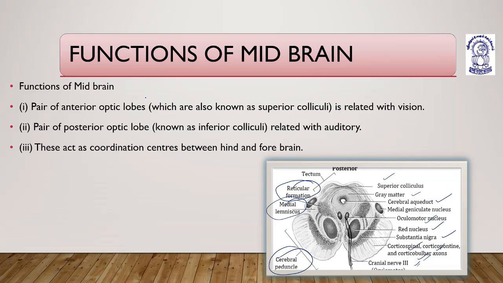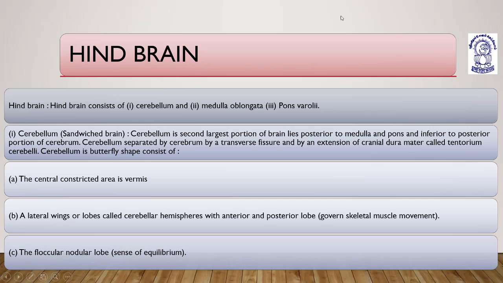So the functions of midbrain. The pair of anterior optic lobes, which are known as superior colliculi, is related with vision. Superior optic lobes are known as what? Superior colliculi, related with vision. And the pair of posterior optic lobes or inferior colliculi are related with auditory functions, hearing functions. These act as coordination centers between hindbrain and forebrain.